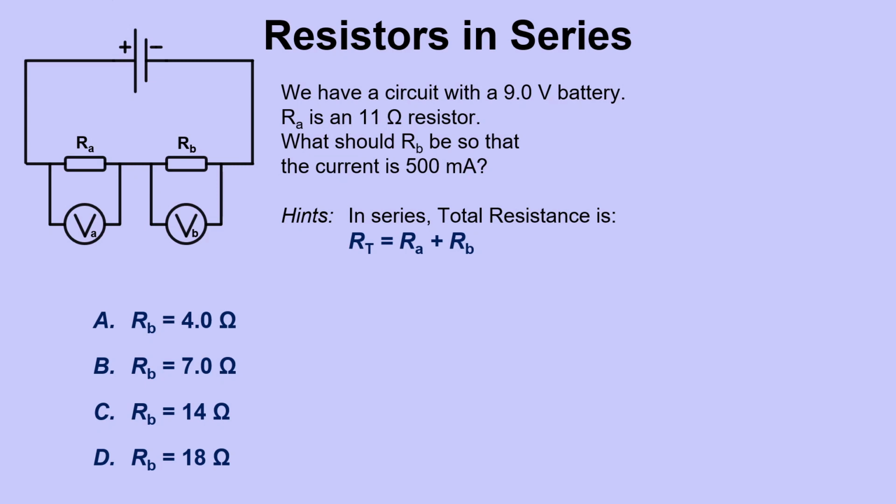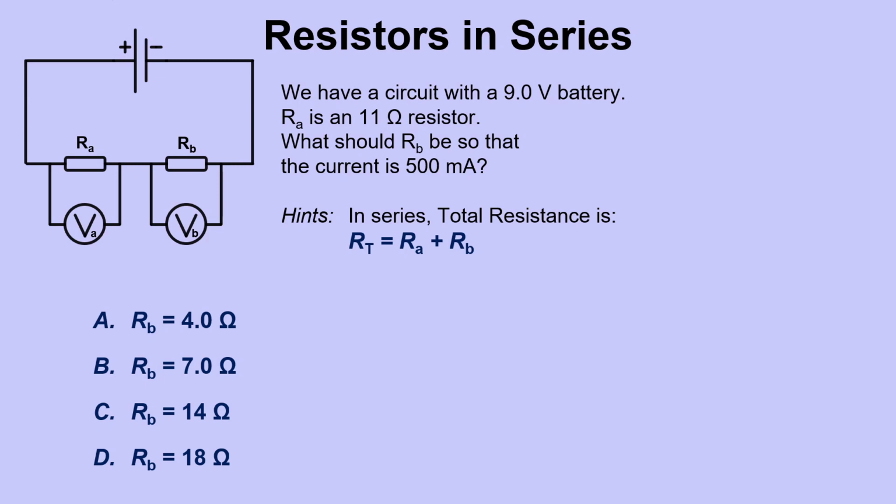So if you're not sure, a good place to start with this one is by thinking about what our total resistance needs to be. So we know that we have a 9-volt battery, and we know that we want a current of 500 milliamps. So from that, we can work out what our total resistance has to be. And then we know that one of our resistors is an 11 ohm resistor, so then it's quite easy to figure out what the other resistor should be. So there's a couple of steps to that one.